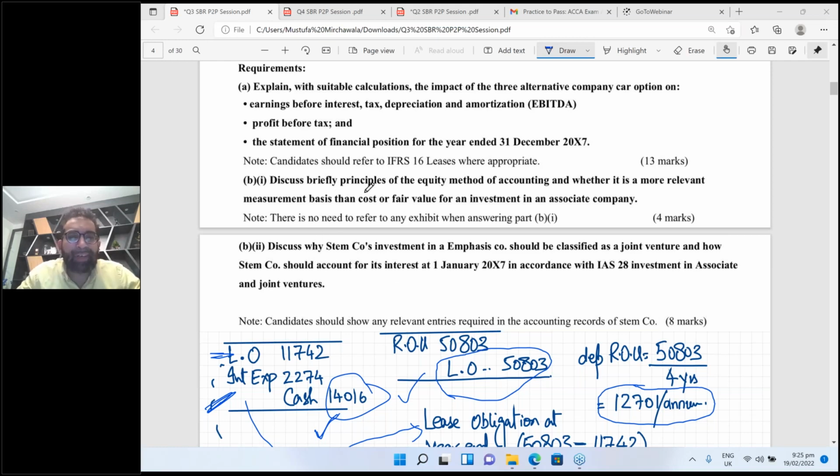Now, discuss briefly. First of all, read the requirement B part 1. Discuss briefly. Now wait, why am I discussing this requirement? This is totally a general requirement. Just make up your mind. Discuss briefly principles of the equity method of accounting and whether it is more relevant measurement basis than cost or fair value for an investment in an associate company. Don't take tension, go relax, very relax.